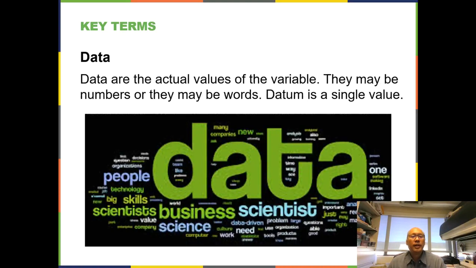Now, I've been using the word data. So to formally define data, data would be the actual values of the variable. So we have a variable X, and whatever X could possibly equal, or whatever X is equal to based on what we collected from our sample, then that list would be your data. So again, they could be qualitative or quantitative. They could be words or numbers, and just as another keyword here, datum is a single value.